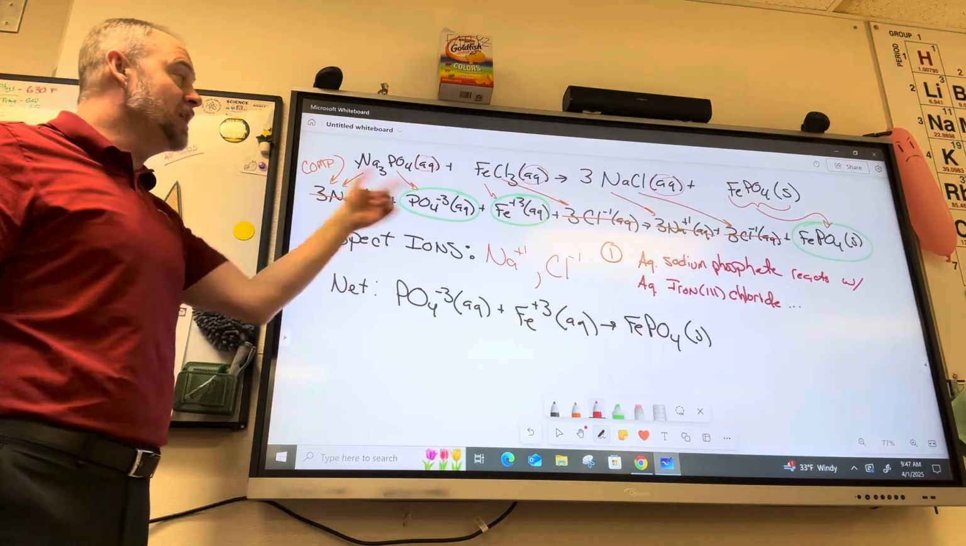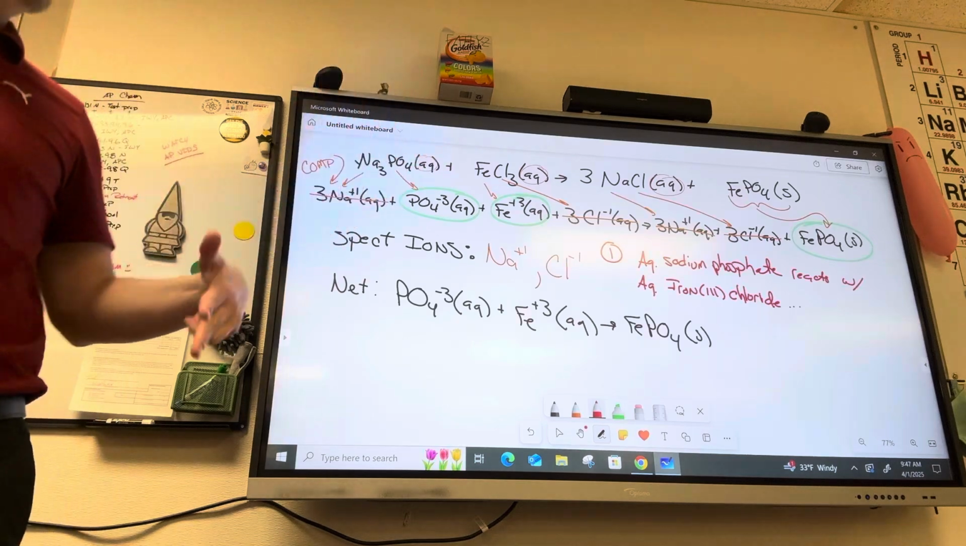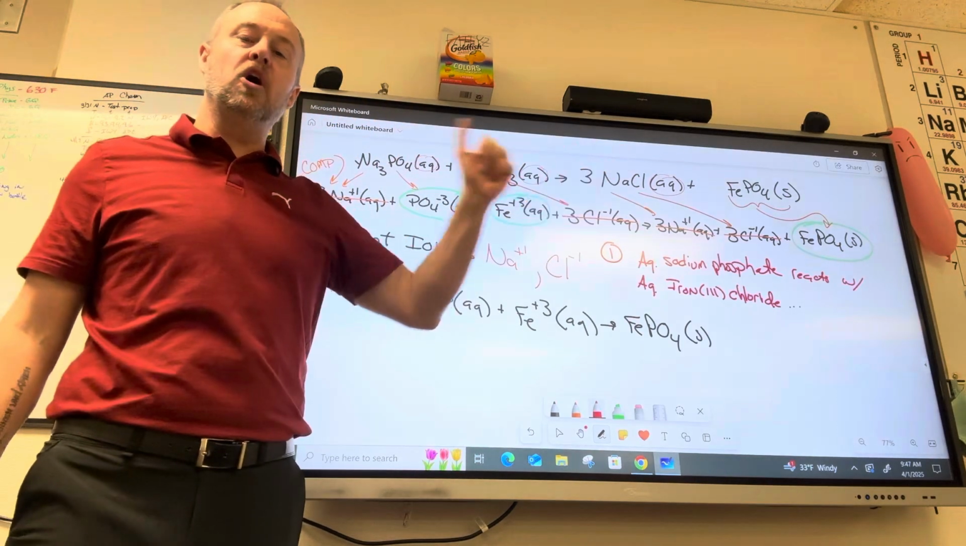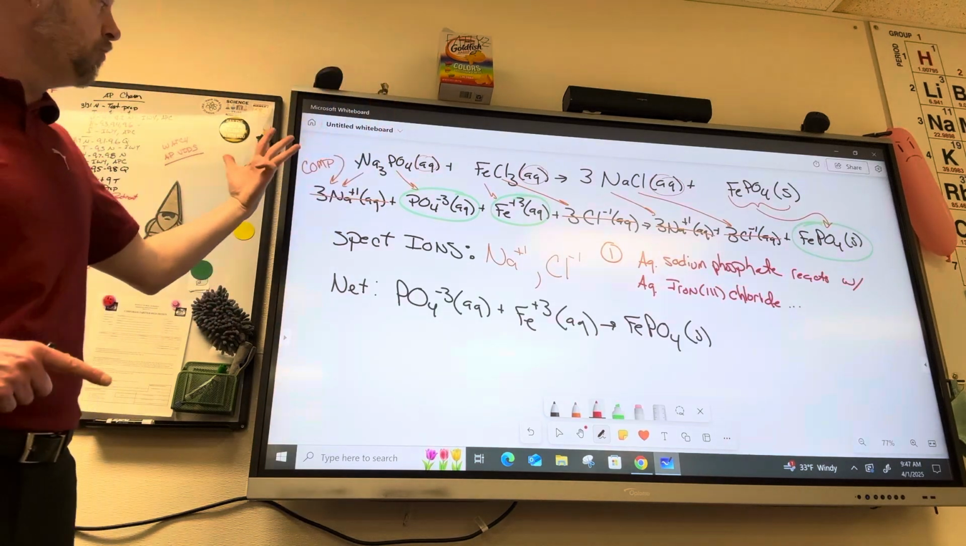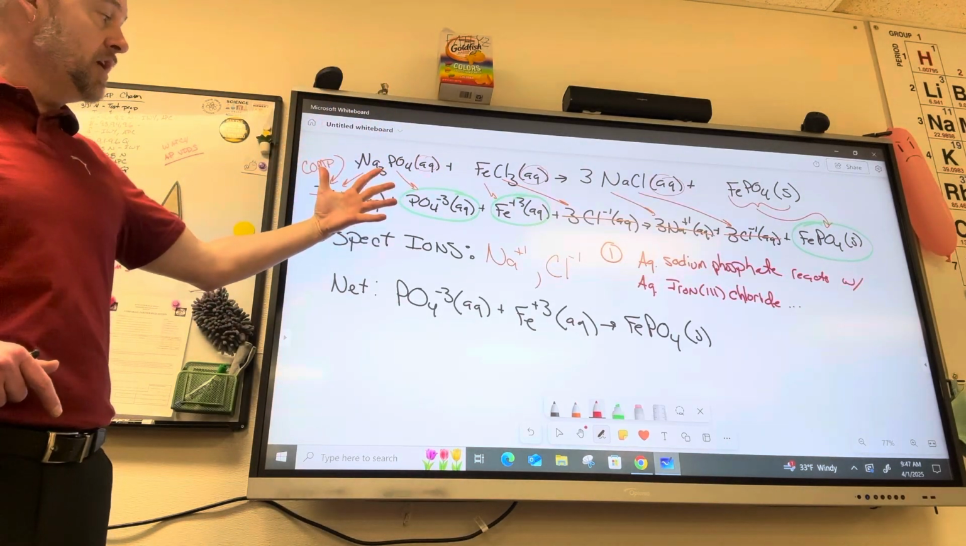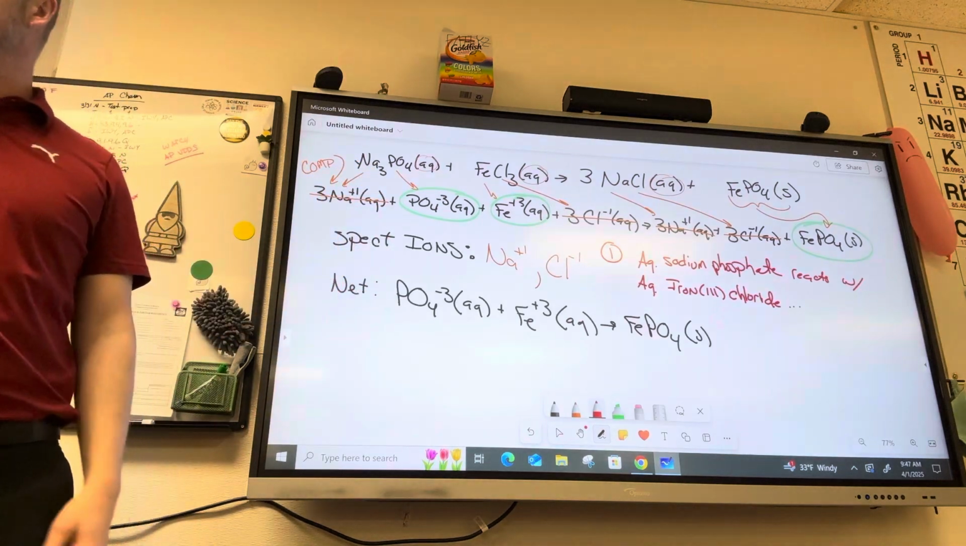Next point, complete ionic. I want you to break that whole thing apart. That's worth another point, maybe even 2. Maybe I give you a point for breaking everything apart and another point for putting the proper charges and states of matter in there. So up to 4. Identify the spectator ions. Give me the net ionic equation. So I'm up to 6 points for one question.